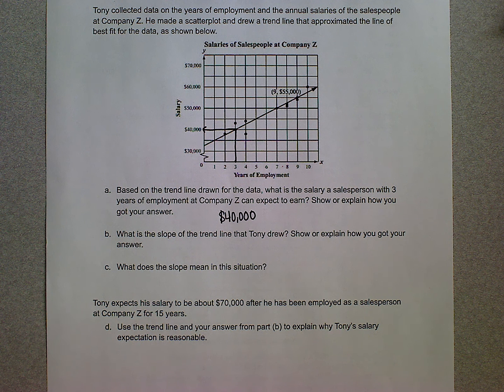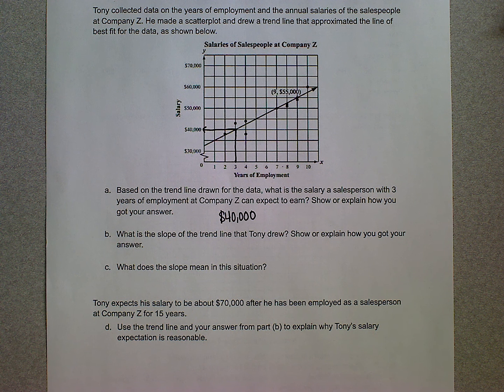All right. B, what is the slope of the trend line? Ooh, how exciting. That Tony drew. Show or explain how you got your answers. So when you're finding the slope, it's not that hard to do rise over run, I can do that. What you want to do is pick 2 points that it goes through exactly. So you don't want to be like, oh, I'm going to find the slope between like this point and that point.